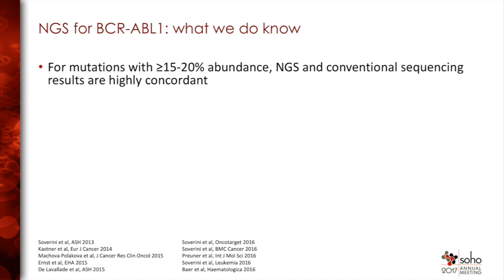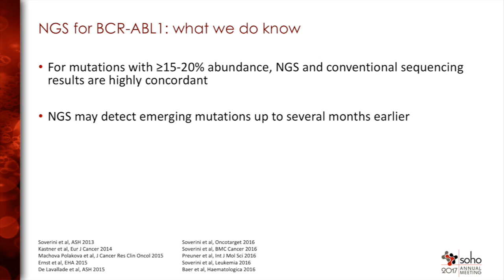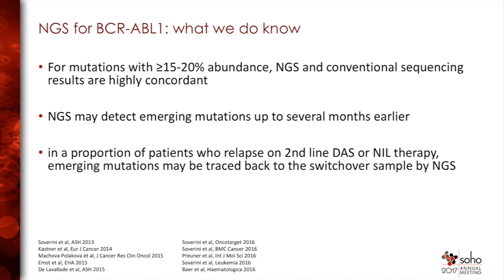What about NGS for BCR-ABL1? What does the literature tell us? What do we know? Well, we know that for mutations with greater than 15 to 20% abundance, NGS and conventional sequencing results are highly concordant. We know that NGS may detect emerging mutations up to several months earlier, and in a proportion of patients who relapse on second-line dasatinib or nilotinib therapy, these mutations can even be traced back to the switchover sample.